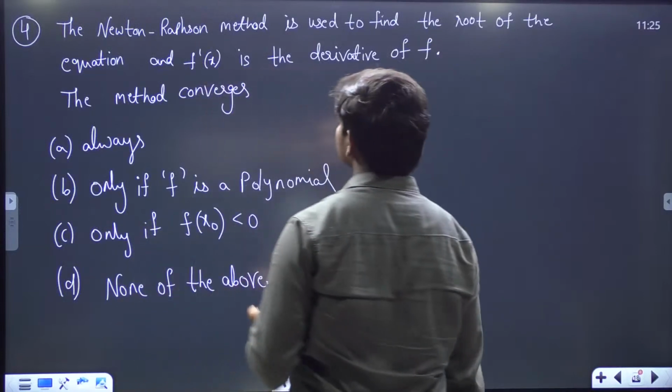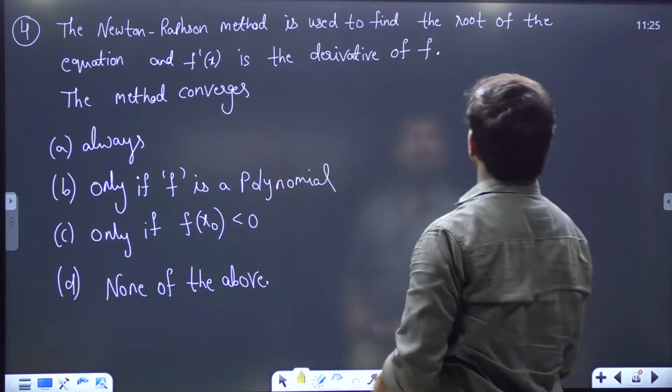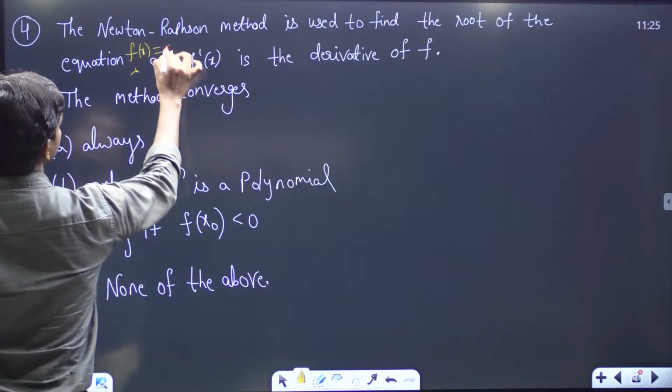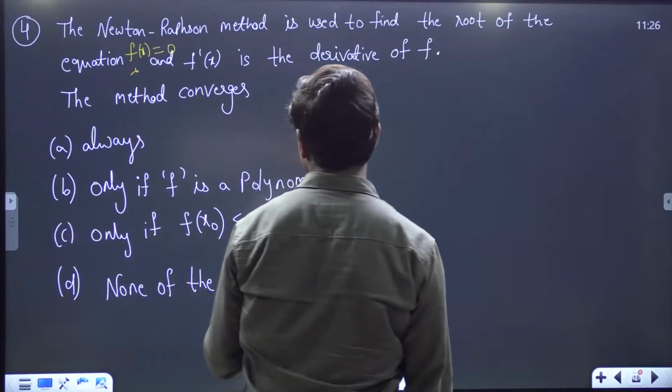Next, the Newton-Raphson method is used to find the root of the equation f of x is equal to 0. I think here we missed it. f of x is equal to 0, and f dash of x is the derivative of f. The method converges.